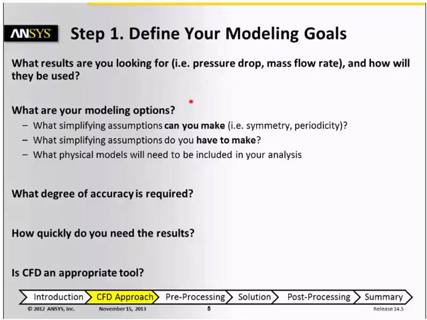Once that's been decided, next you want to evaluate modeling options, and this includes, for instance, determining what simplifying assumptions you can make, like using symmetry boundaries or periodic boundaries, what simplifications maybe you have to make because some information might be missing or because of computational resources, and what physical models need to be included, such as turbulence models or combustion models. It's also important to consider what degree of accuracy is required and how quickly the results are needed, because these all tie back to the modeling options that you need to choose.